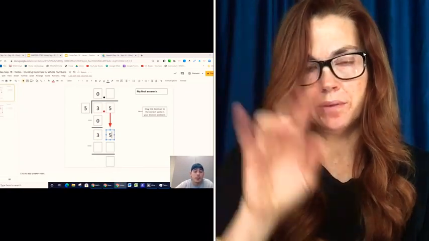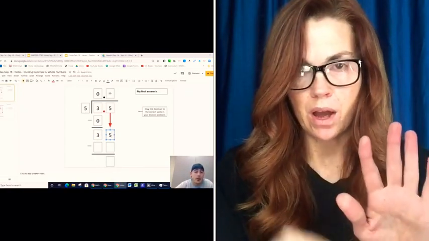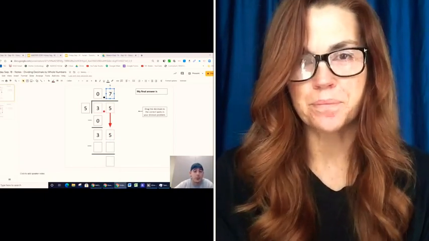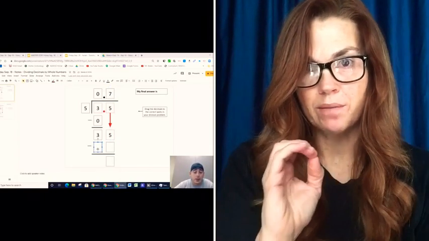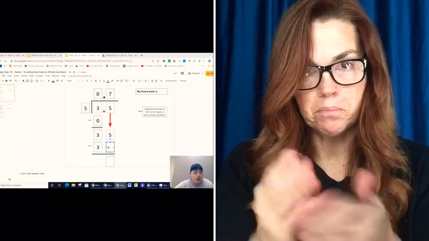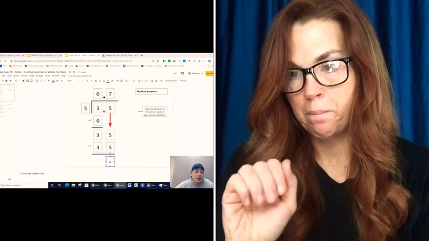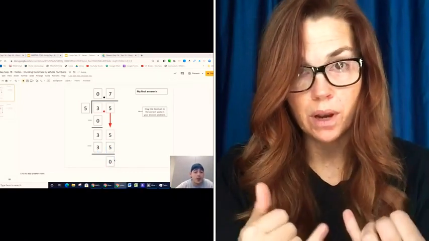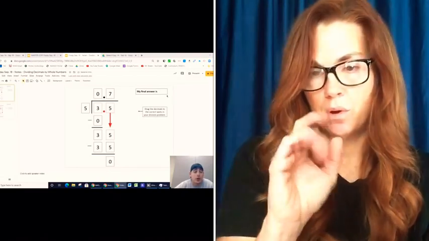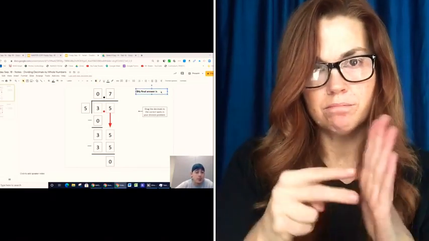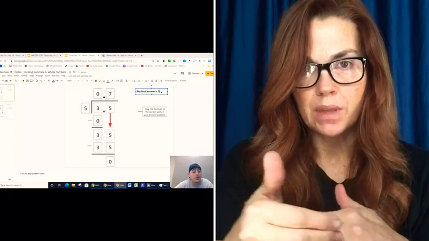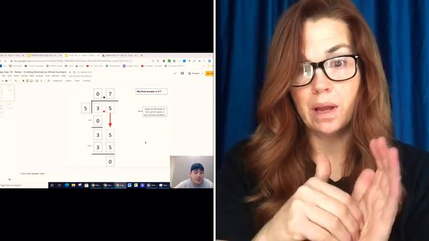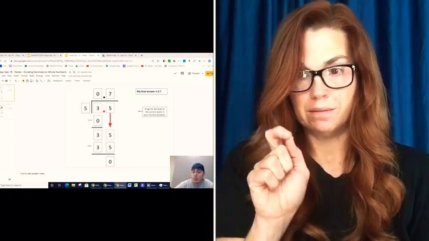How many times does 5 go into 35? Well, 5 goes into 35 7 times. 7 times 5 gives me 35. And 35 minus 35 is 0. So we can stop dividing because now we have a remainder of 0. So my final answer, which I'm going to put up here in the top right hand corner, is 0.7 or 7/10. Okay, let's look at the next problem.